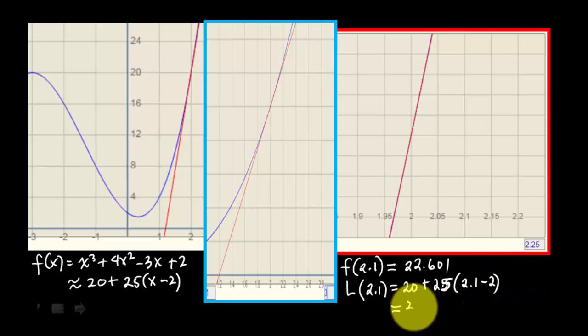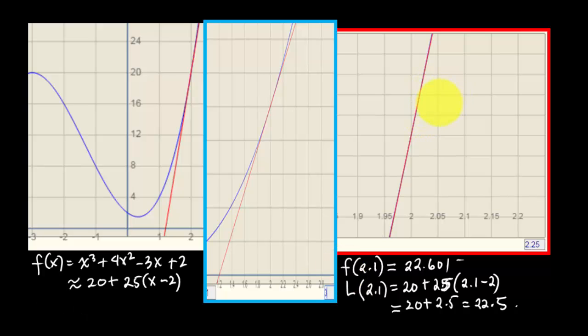And that's where you get 20 plus, okay, what is 2.1 minus 2? That's 0.1 multiplied by 25, it's 2.5. And so this is equal to 22.5. Now you compare these two numbers. The difference is what? 0.101. That's not bad. Well, let's try even getting closer. Suppose we want to try, let's go to another slide. Or no, I can write it down here.